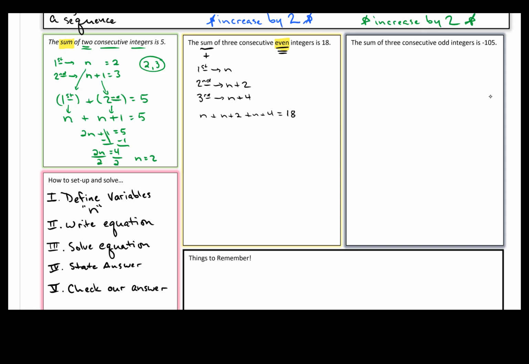So now when you add all these together, we get 3n plus 6 equals 18. Subtract 6 on both sides. 3n equals 12. So the first number is 4. And remember, we're only looking for even. So it's the list of even numbers. So we have 4, 6, and 8.